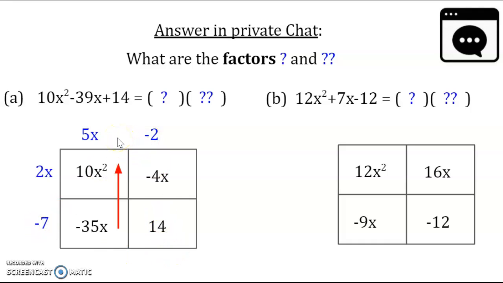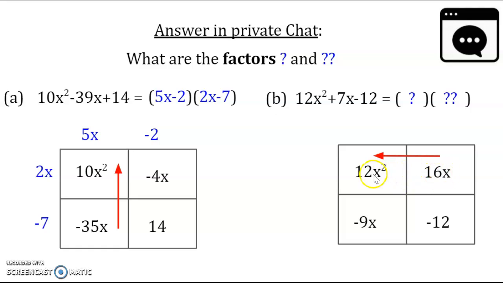So now I have figured out that the two factors are 5x minus 2 and 2x minus 7, as I have here. Similarly, for this problem, you have got the area filled out. Now this time I'm going to go with the row. I said that you can start with a row or column, it does not matter.